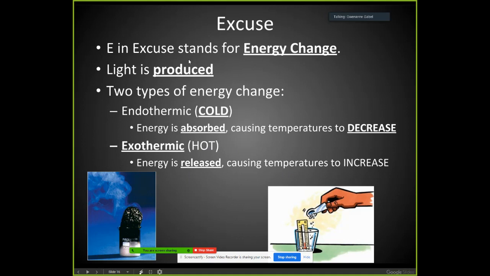E stands for energy change. Light will be produced. And then you have two types of thermal energy change. Endothermic, which is cold. Energy is absorbed and the temperature decreases. Exothermic is hot and energy is being released, so the temperature will increase. Okay? So endo, enter, absorb. Exo, exit, release. That's how I like to think about it.